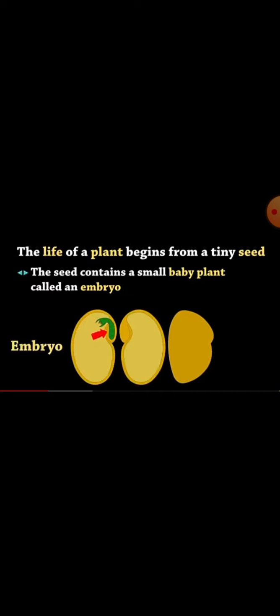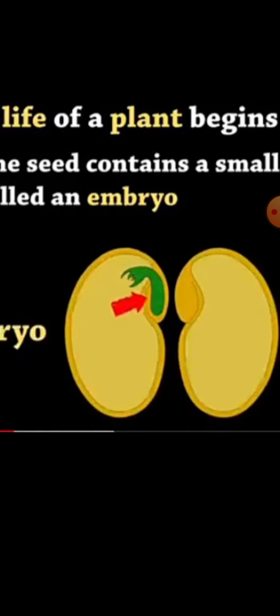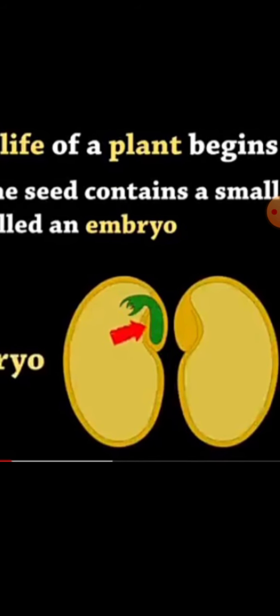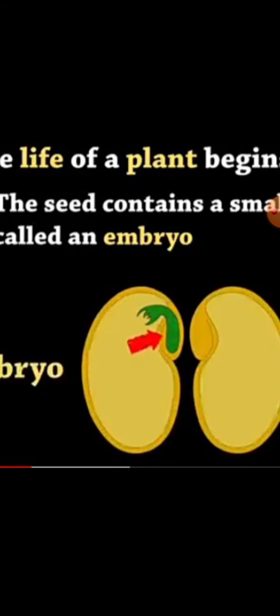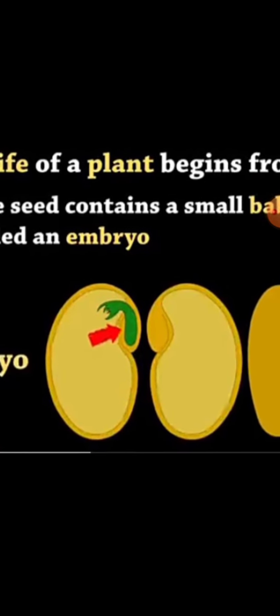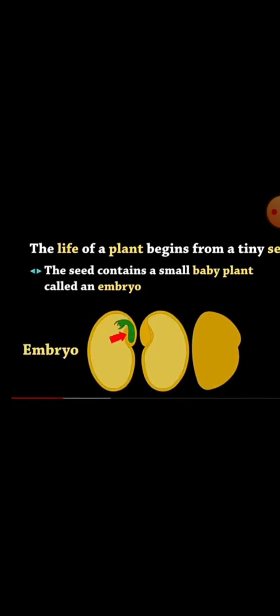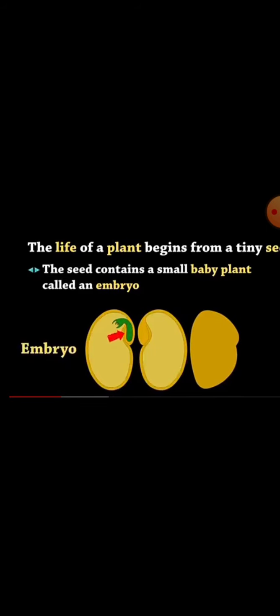The seed contains a small baby plant inside it. See, in this image you can see the baby plant inside it. That baby plant is known as embryo. The scientific word used to call that small baby plant is embryo.